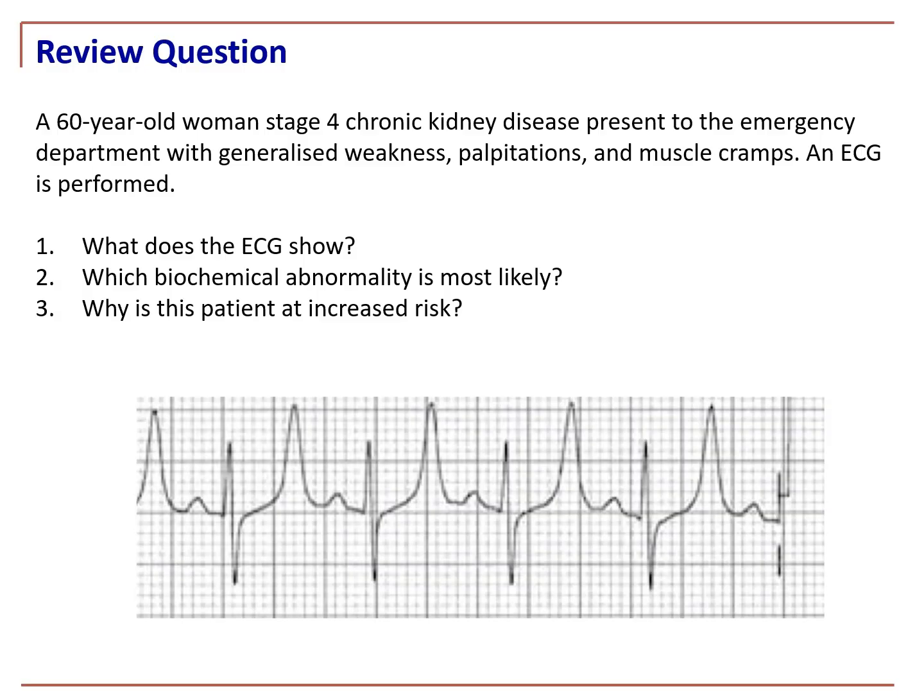Okay, which biochemical abnormality is most likely? Well, what would likely cause these peaked T waves? Well, that is hyperkalemia, so increased potassium in the blood. And why is this patient at particularly increased risk? Well, they obviously have chronic kidney disease, stage 4, so there is reduced renal potassium excretion due to this advanced CKD, and that increases the risk of potassium accumulation and subsequent cardiac arrhythmias.